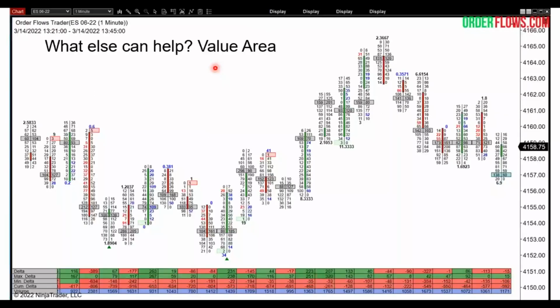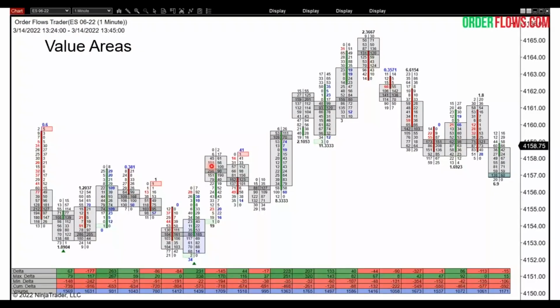Now, what else can help? I just spoke about value areas, right? Why not add value areas to your bars? A simple little thing can really make your trading a heck of a lot easier. Okay. You have a nice gap here. What do you think that's telling you, right?